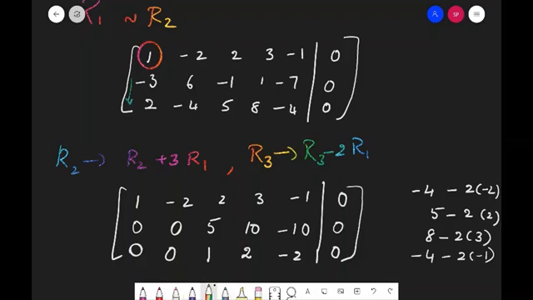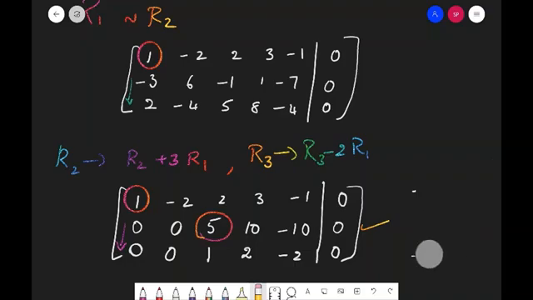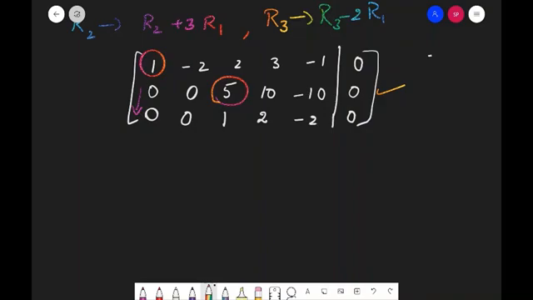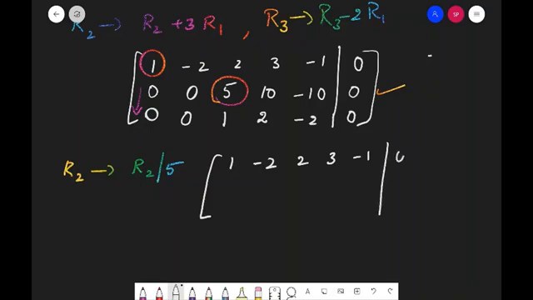So this is what we got now. Let us mark the pivot positions again. This is the pivot, and we already made these two zeros, and in the second row this is the pivot position. Before making the third row zero, let us simplify R2. So my next task will be simplifying R2. For R2, I'll do R2 divided by 5. Then this matrix will be reduced to 1 -2 2 3 -1 0, and then 0 0 1 2 -2 0, and the last row remains the same, 0 0 1 2 -2 0.